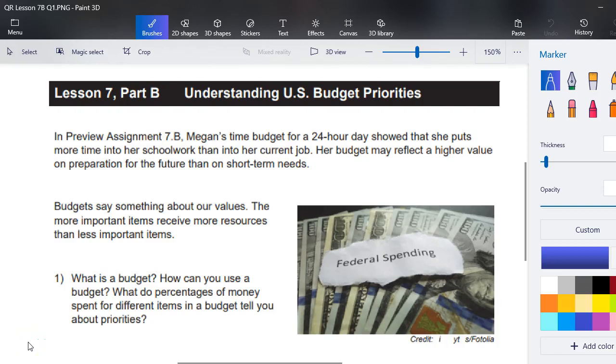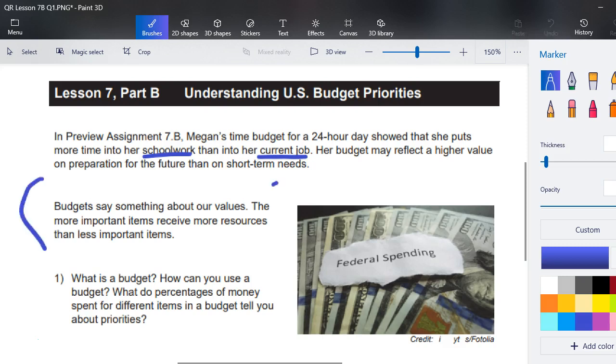We're back. It's lesson 7B, Understanding United States Budget Priorities. In your preview, you had Megan's time budget for a 24-hour day, and it showed that she puts more time into her schoolwork than in her current job. Her budget may reflect a higher value on preparation for the future than on her short-term needs.